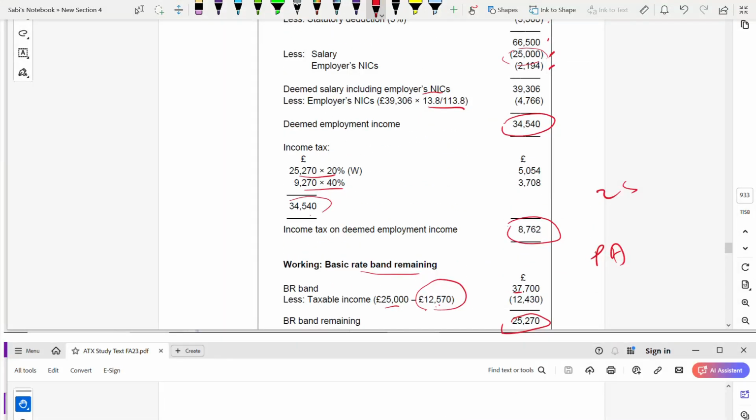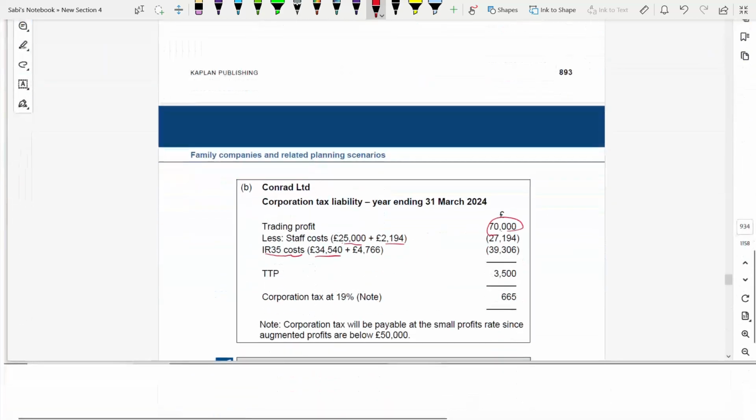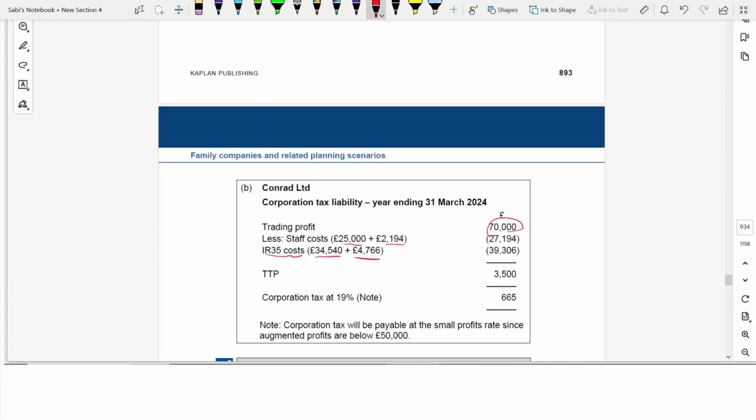What is this 34,540? It is this deemed employment income. This you can deduct, and also this 4766. This 4766 comes under IR35 cost. This also you can deduct from your trading profit, and you get your TTP and tax at what rate? 19%, because this TTP 3,500 is below the 50,000 limit. So this 665 is your corporation tax.